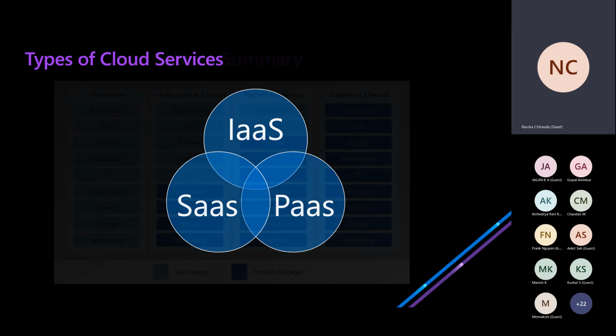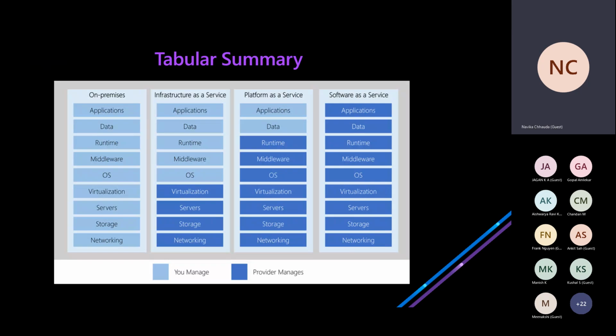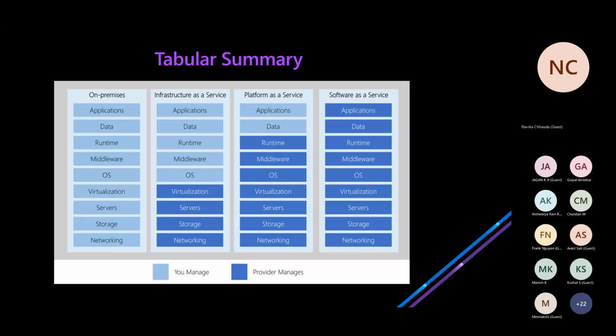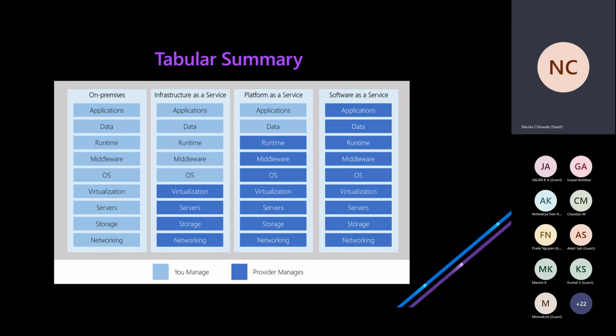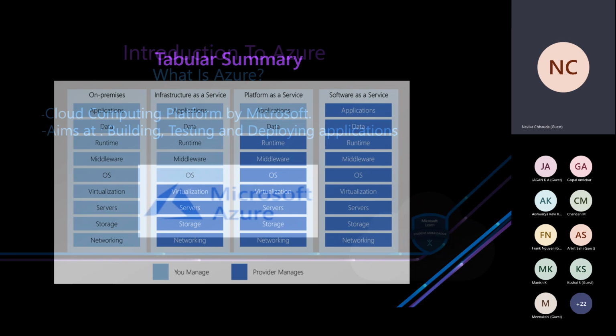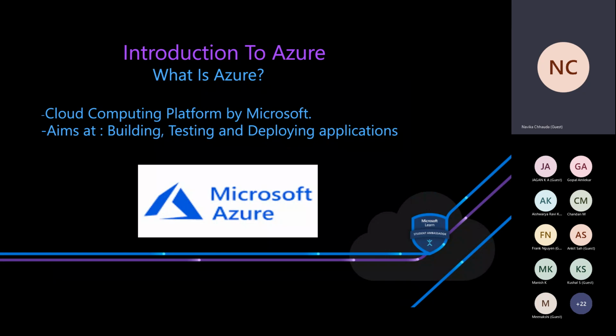So whatever I said is here in a tabular form, maybe a little bit more in depth, wherein the light blue color, or the sky blue color, you can say, corresponds to what we manage, and the dark blue color corresponds to what the cloud provider is managing. So that's just for your pictorial reference, a tabular form. We are almost done with what cloud computing is all about. And now let's get on to Azure.